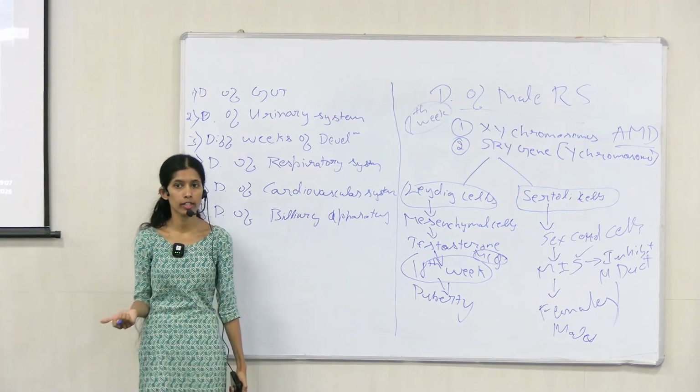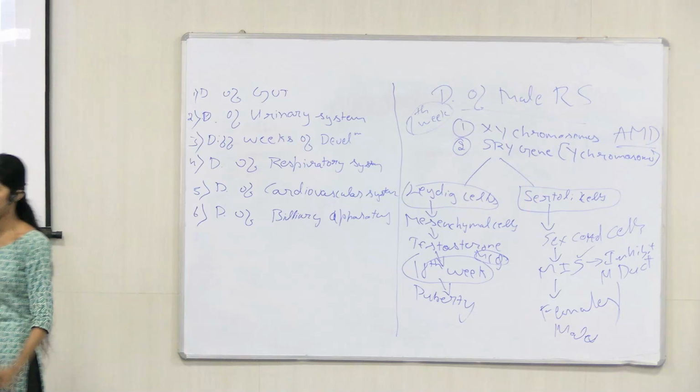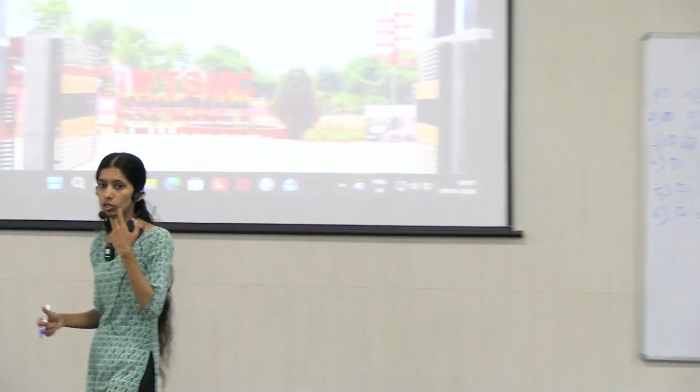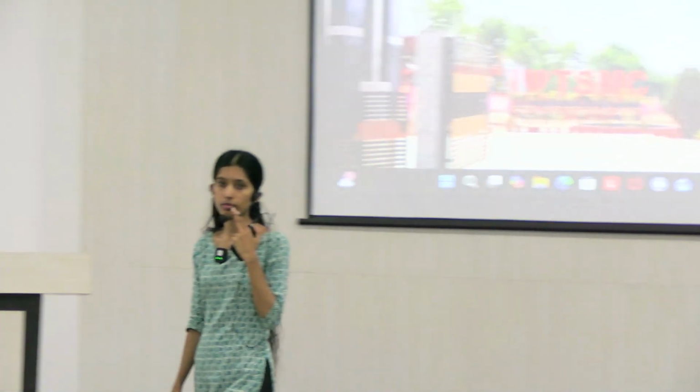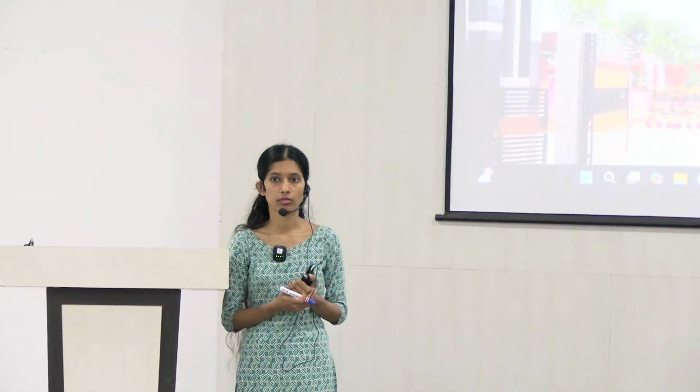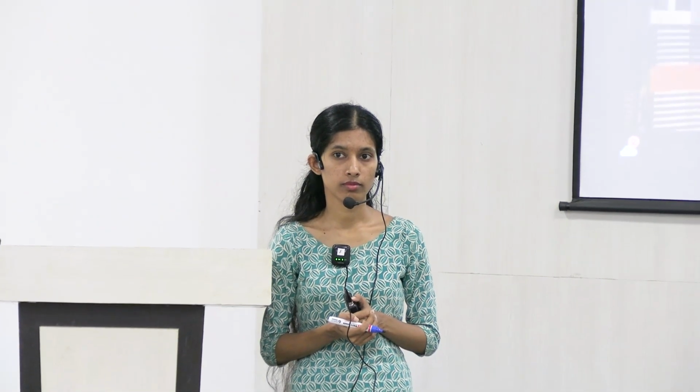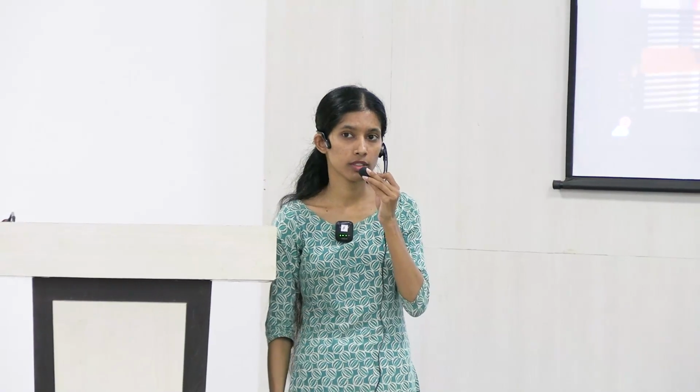Okay, there is no Y chromosome in the female embryo, so there will be no presence of the SRY gene. Since there is no SRY gene, there will be no production of Sertoli cells, so the Müllerian duct will persist in females. Okay, any other answers?